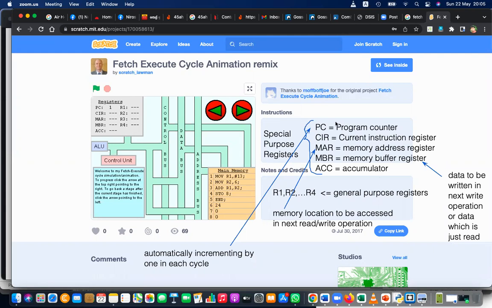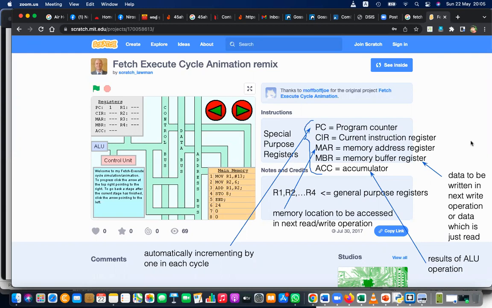Accumulator will store results of ALU operation. Results of ALU operation will be stored in accumulator. These are special registers. Registers are memory locations inside the processor.